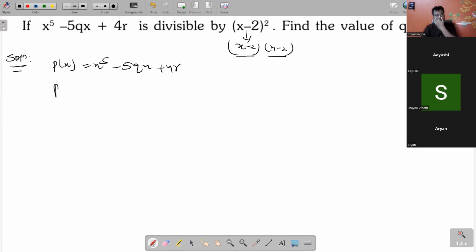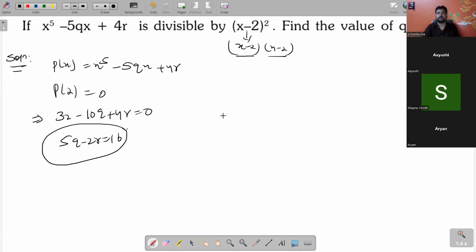Okay, it means that if you put x equal to 2 here, it will become 0 because it has the factor x minus 2. So P(2) must be 0. Put here 32 minus 10q plus 4r equal to 0. So 5q minus 2r equals 16. Now I have processed this term, but I also have to think about the other condition, because this polynomial needs to have x minus 2 twice. Then only we can say that it will be divisible. So do one thing.